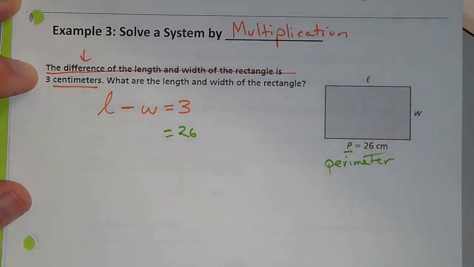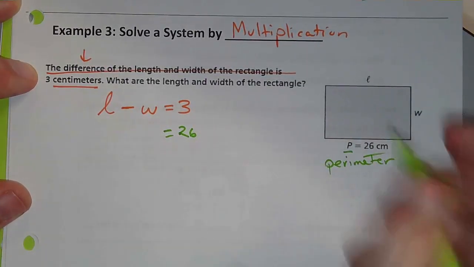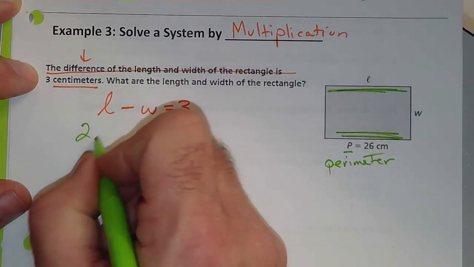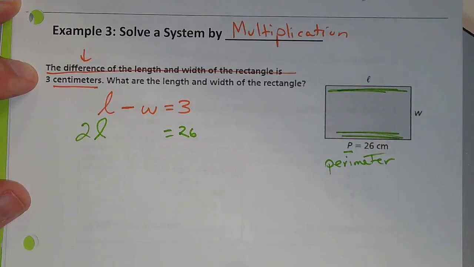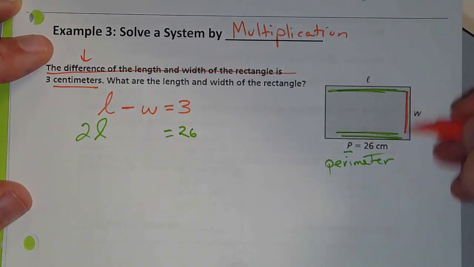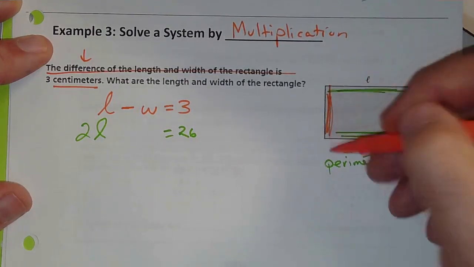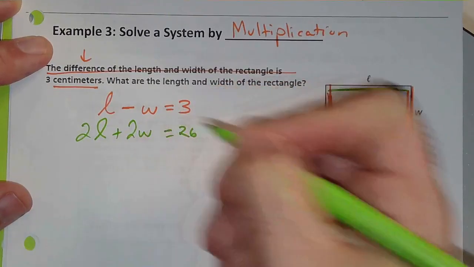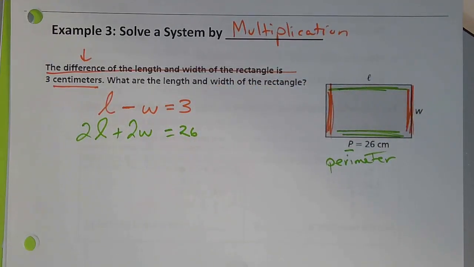How many lengths are there? Please, I hope you said 2. There are 2 lengths, not 1. Math teachers love that. They absolutely love kids to mess this up for perimeter for some reason. How many widths? You're right, there's 2 widths. And for perimeter, we just add them together. Okay, we've got our system.